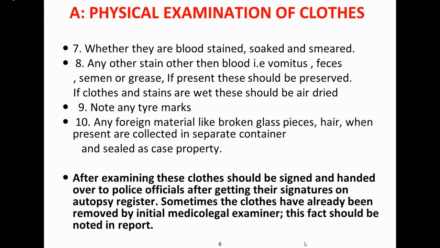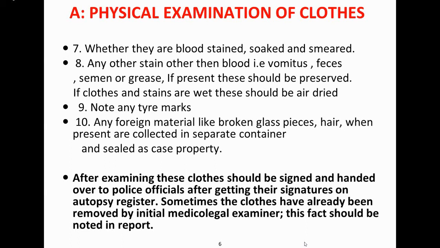Then whether they are bloodstained, soaked or smeared, and any stain other than blood, such as vomitus, feces, semen or grease, if present, should be preserved. If the clothes are stained and wet, these should be air dried. We do not keep them in a plastic bag because we are going to lose the evidence. If they are wet, because the body has been taken out of cold storage, we thaw it properly first, to evaluate which stage the rigor is at.